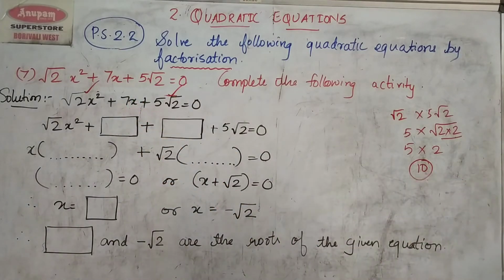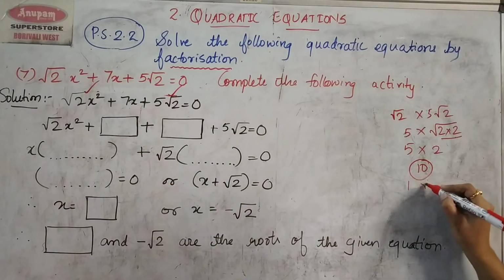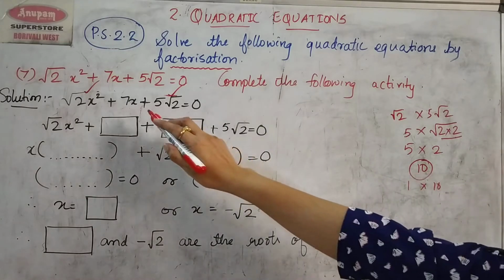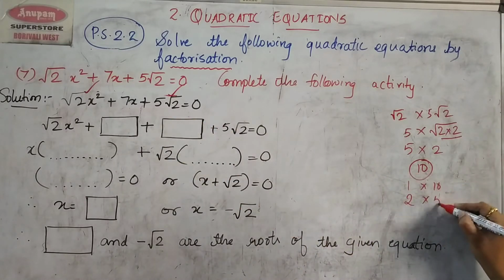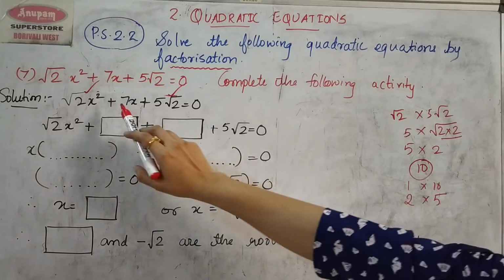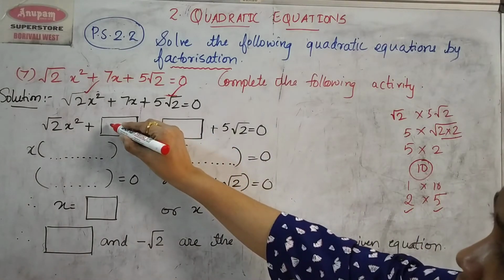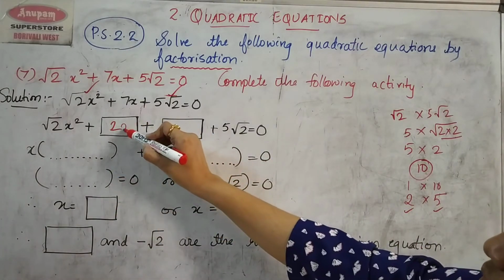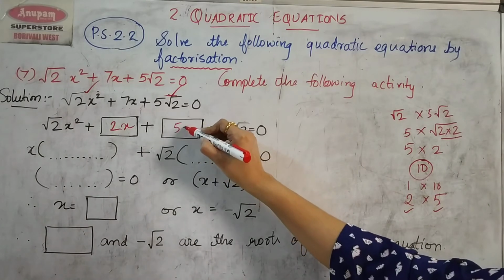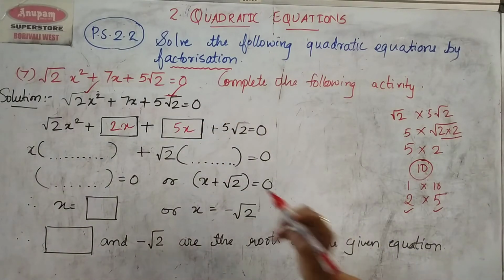So let us check which table 10 comes in. First is 1 tens are 10, but 1 and 10 will not give me 7. 2 5's are 10, yes, and 2 and 5 will also give me 7. So that means the two numbers that I need are 2 and 5. Now I will write down the numbers 2 and 5 in the blanks there, right? Suppose I write down 2 here, I also need to write down the variable here. 5 and variable.